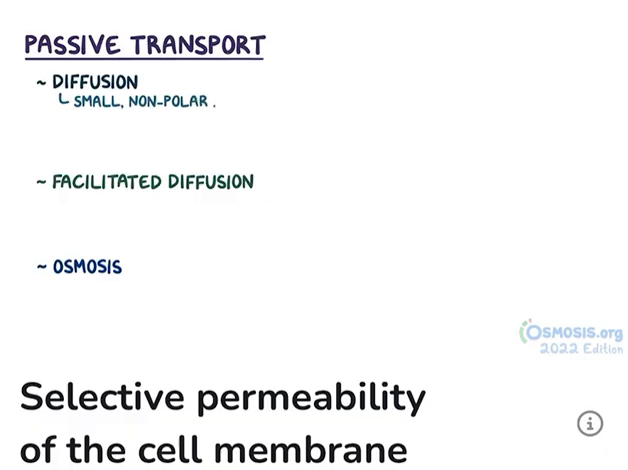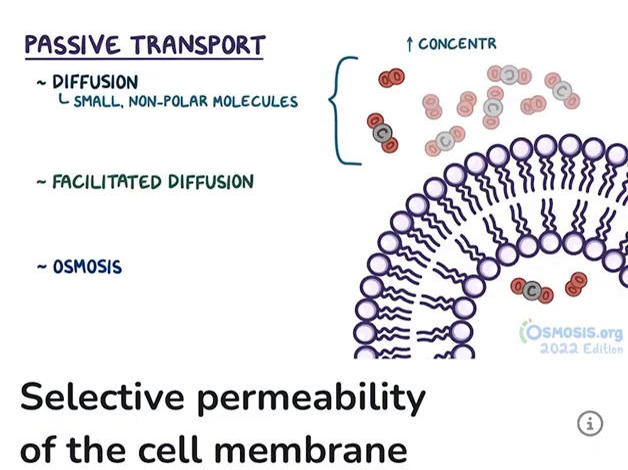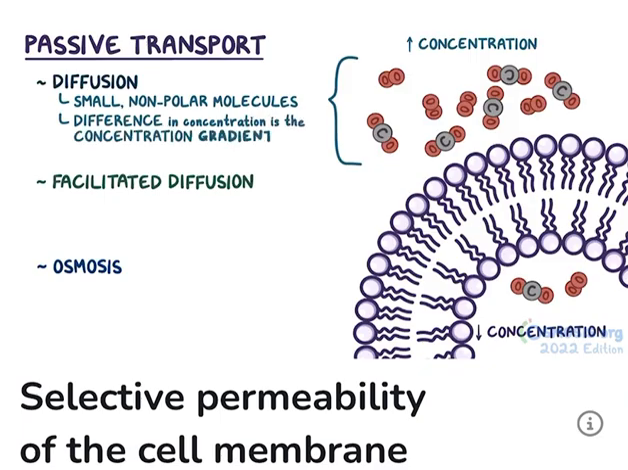There are three types of passive transport: diffusion, facilitated diffusion, and osmosis. Diffusion helps small, nonpolar molecules like oxygen and carbon dioxide move across the membrane, from an area of high concentration to low concentration. The difference in concentrations is known as the concentration gradient, and diffusion can happen as long as this gradient exists, and stops once there are equal concentrations of the molecule on both sides.